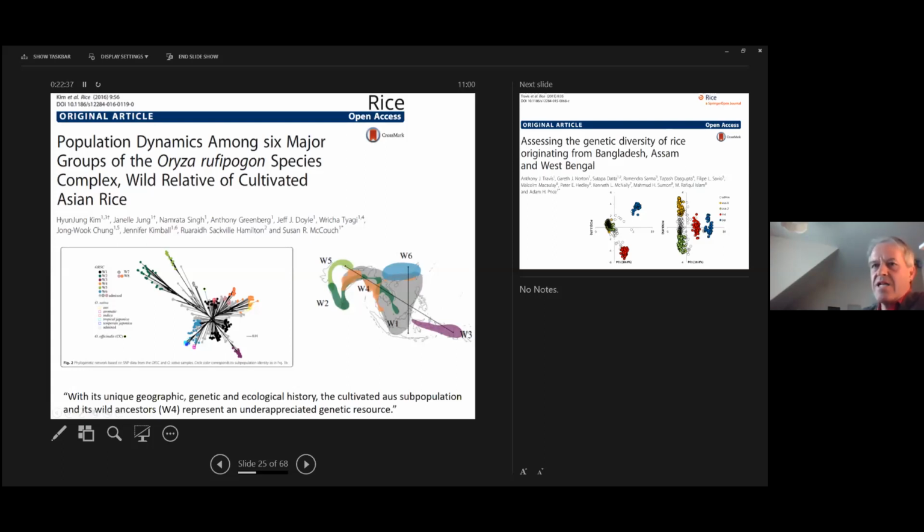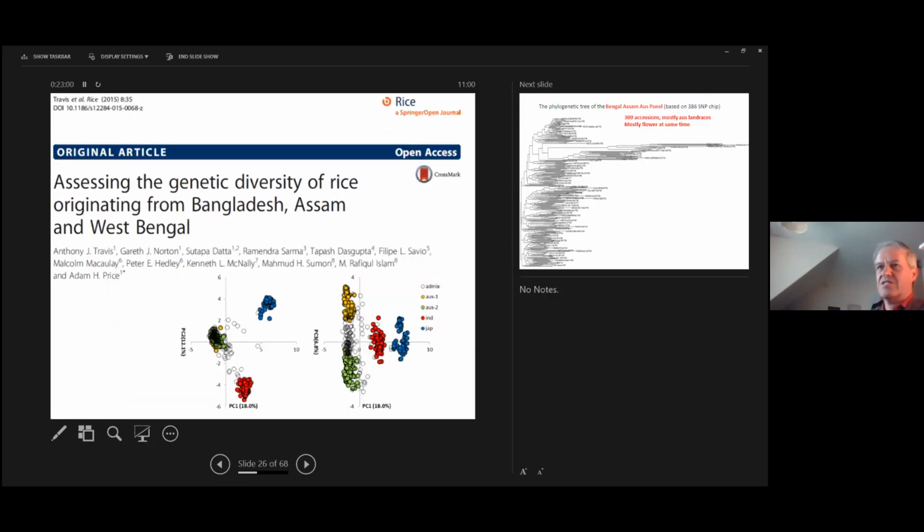And they say in their paper, with its unique geographic, genetic, and ecological history, the cultivated ouse subpopulation and its wild relatives, W4, this group here, represent an underappreciated genetic resource. So it's widely recognized that ouse are particularly interesting in rice genetics.